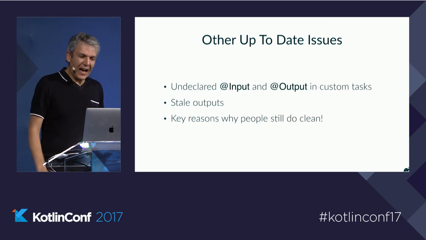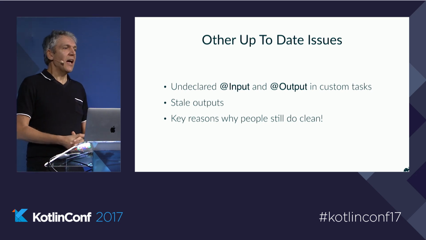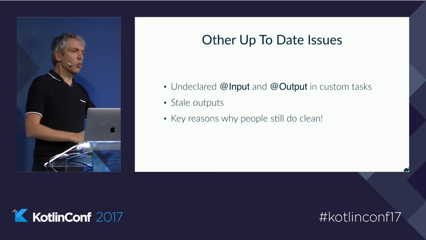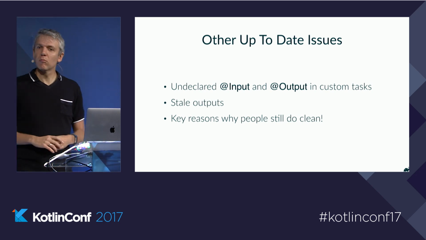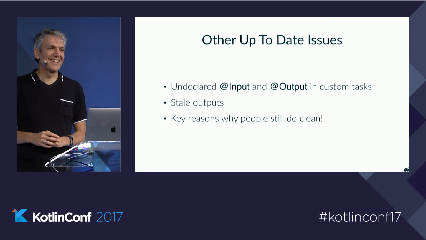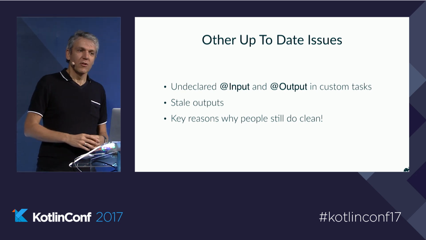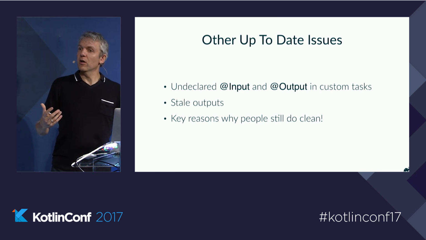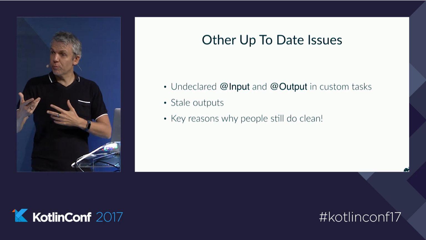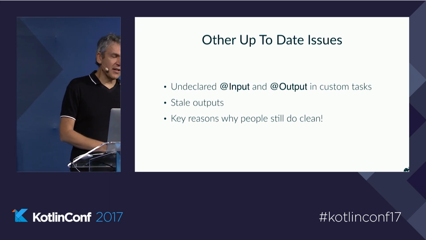Okay, so other typical up-to-date issues are when you have custom tasks and your inputs and outputs are not properly declared. What happens when you forget to declare an input, for example? What could happen? Any ideas? Please. Changes don't cause the task to be marked as not up to date. Yes. So that can lead to reliability issues, right? An input has changed, but it's not part of the up-to-date checking, and the task is considered up to date, although it should be re-executed.